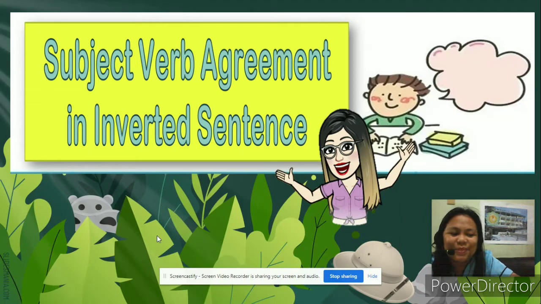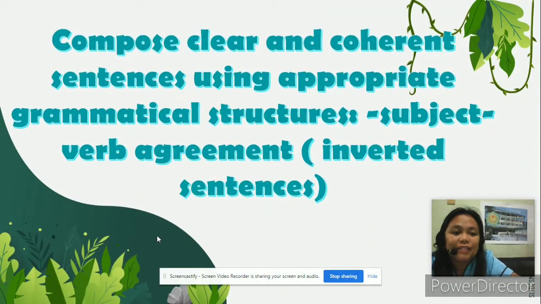Hello, my dear pupils. Today you will learn about subject-verb agreement in inverted sentences. At the end of this lesson, you will be able to compose clear and coherent sentences using appropriate grammatical structures, subject-verb agreement in inverted sentences.